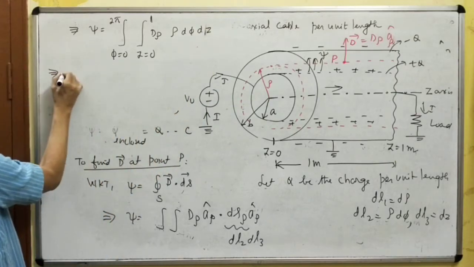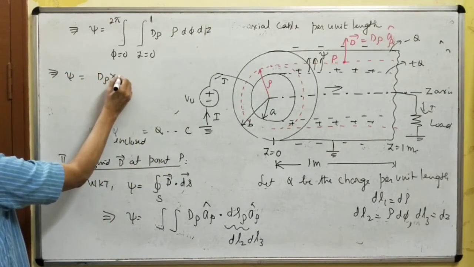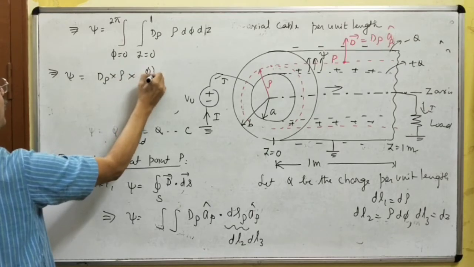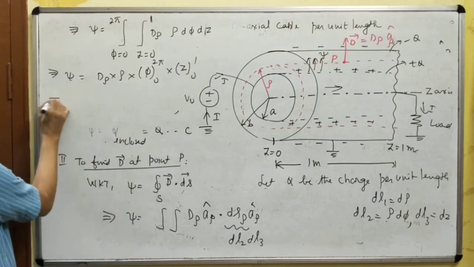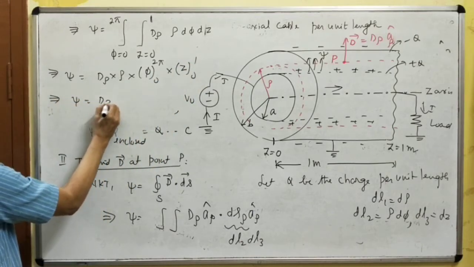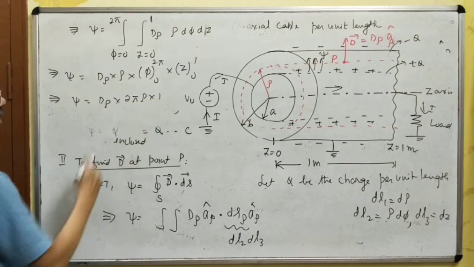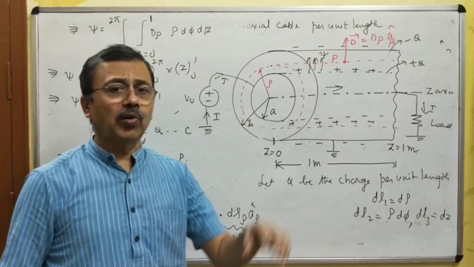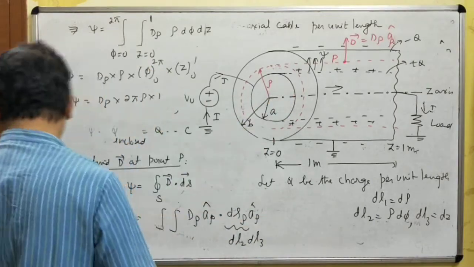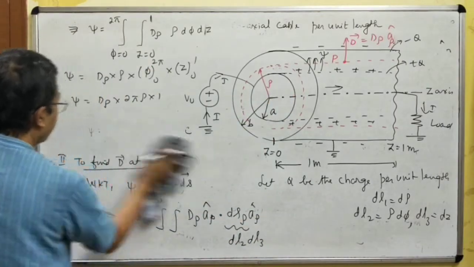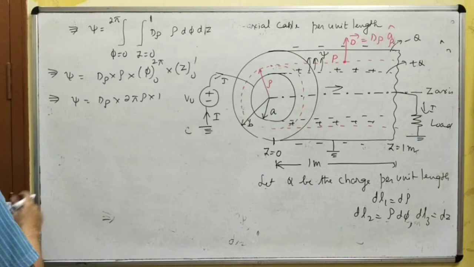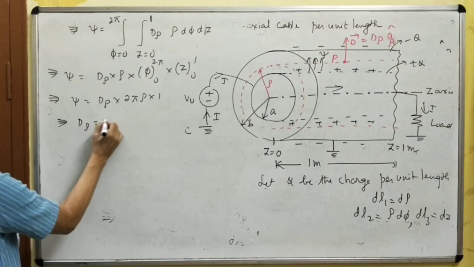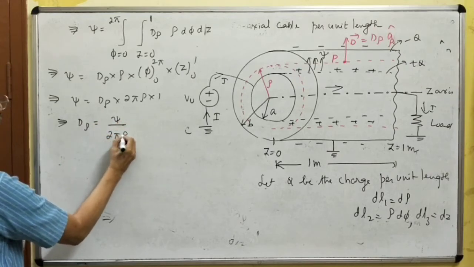So this implies psi is equal to d rho into rho, which is a constant. D phi if you integrate you get phi, between 0 and 2 pi. Dz if you integrate you get z between 0 and 1. So you get psi is equal to d rho into 2 pi rho into 1. What is the surface area of a cylinder? 2 pi rho into h. H is what here? 1 meter. So this implies d rho is equal to psi divided by 2 pi rho.